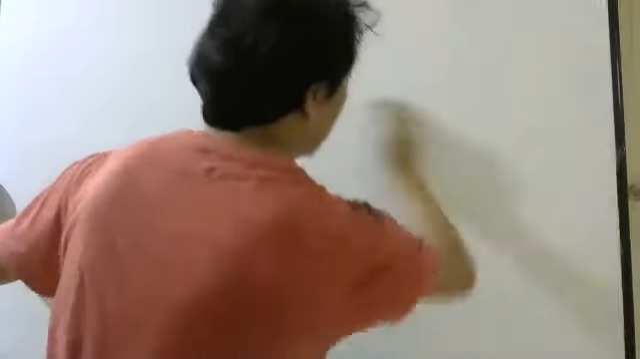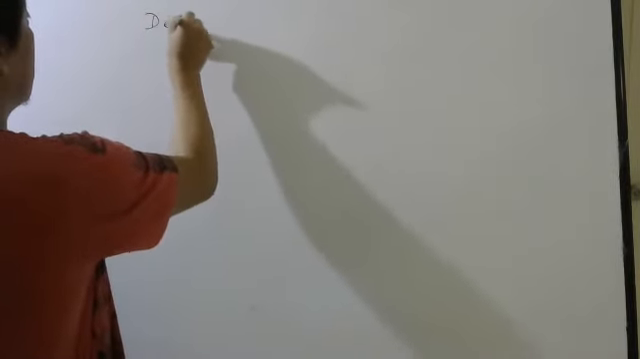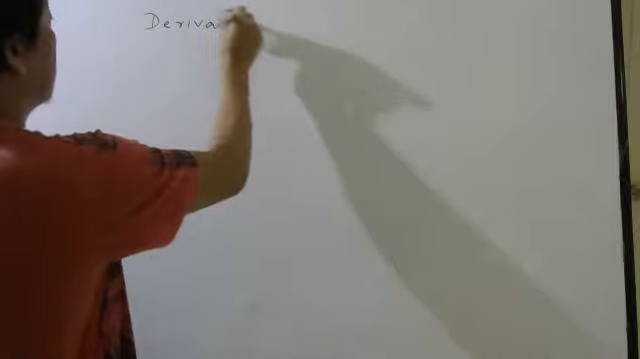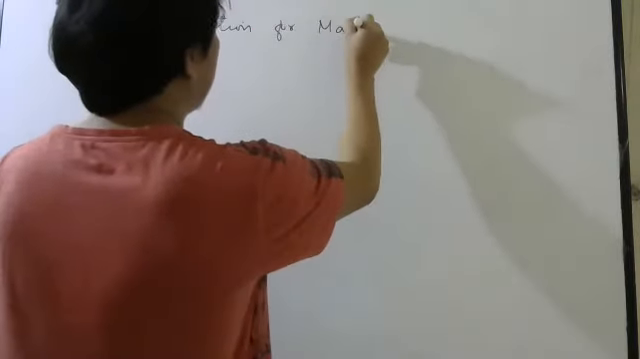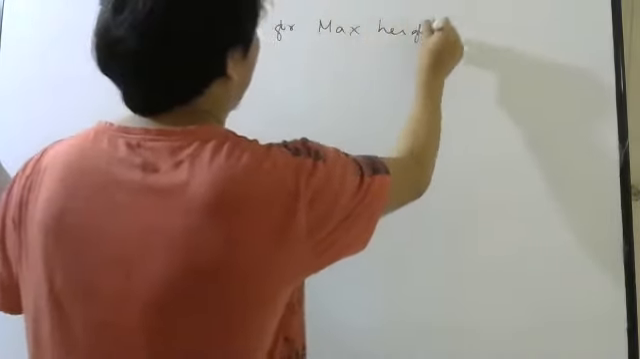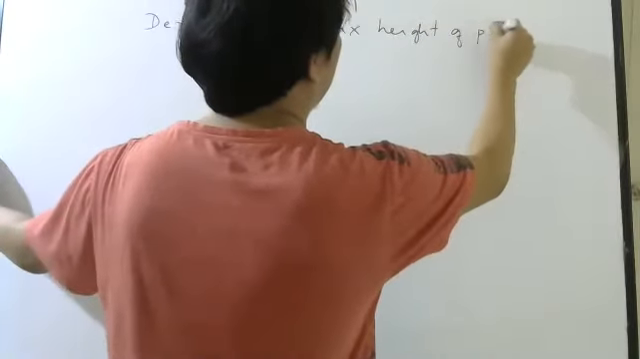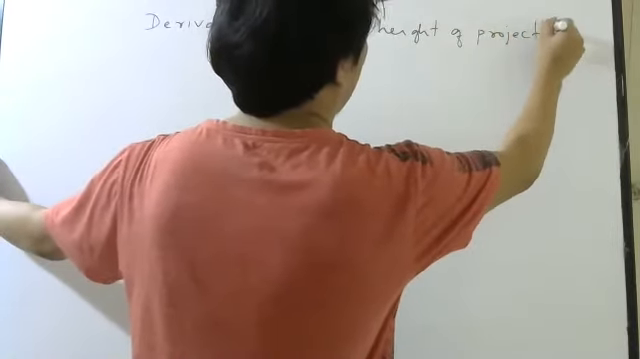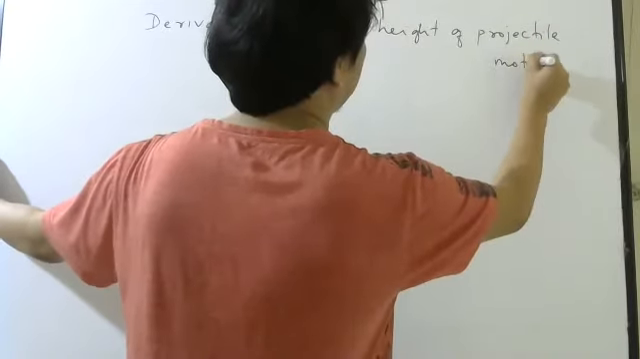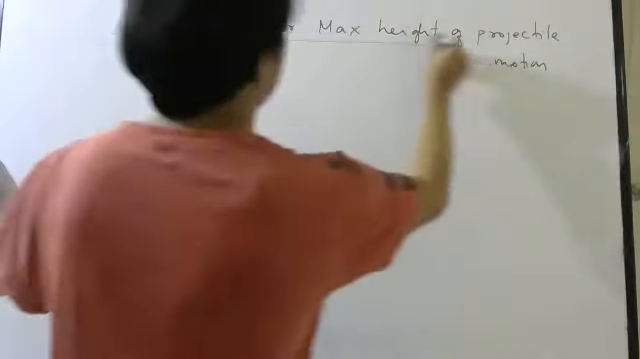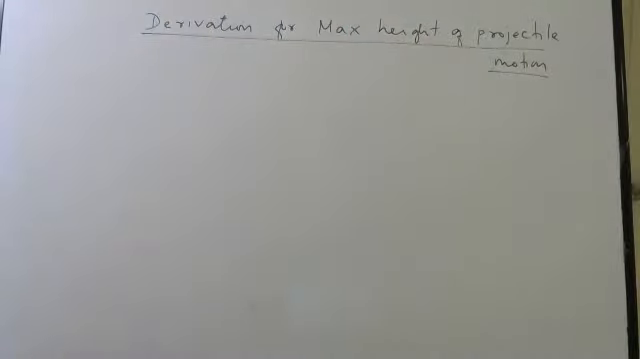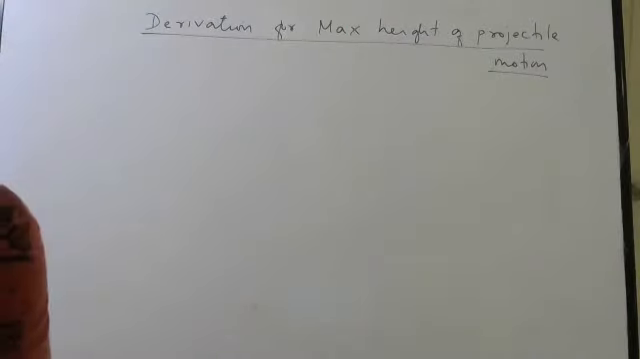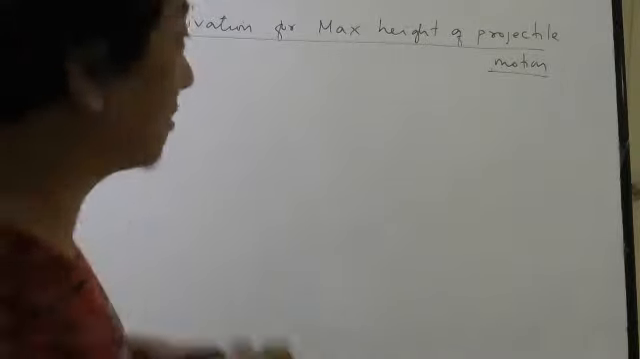Now, we will do one small derivation. Then we'll stop the class. Okay. Derivation for maximum height of projectile motion. Derivation for maximum height of projectile motion. Okay, this small derivation, 3 marks.